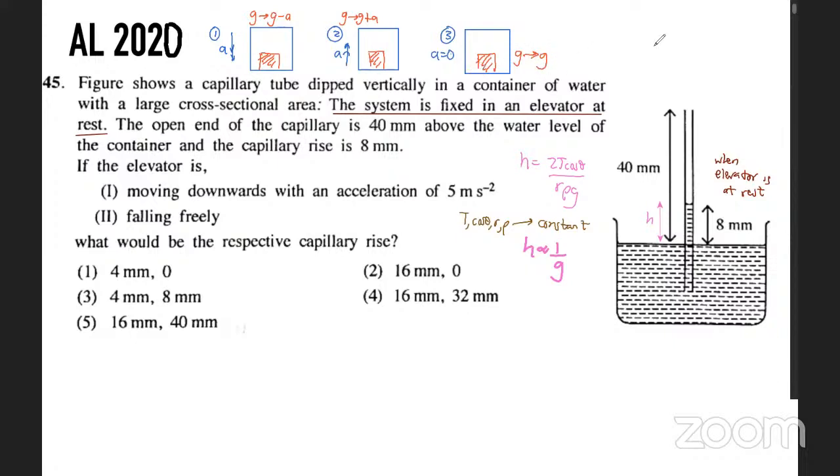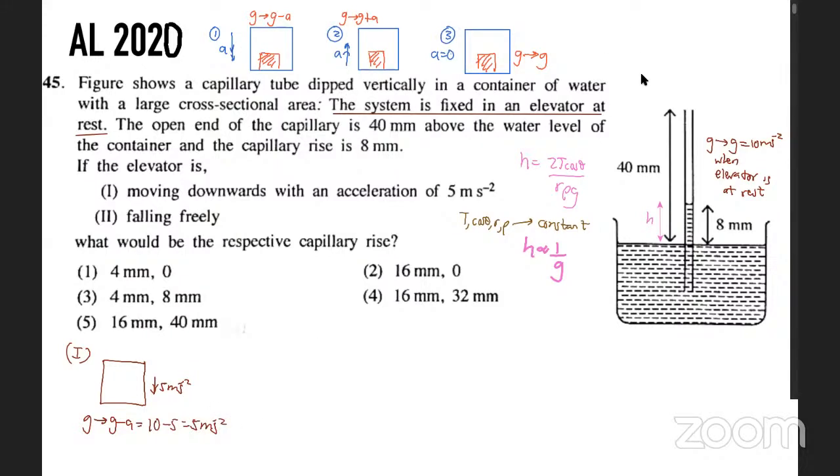All right, fine. So let's quickly analyze the two situations and finish this off. Scenario 1: the elevator is moving downwards with an acceleration of 5 m/s². When the elevator is at rest, g is 10 m/s², and for that h is 8 millimeter. Here, g should be considered as g minus a, which is 10 minus 5, so it should be considered as 5 m/s².